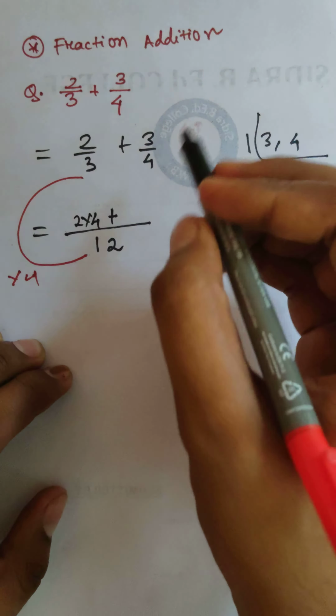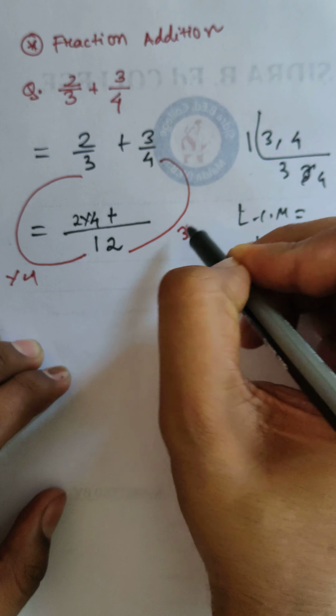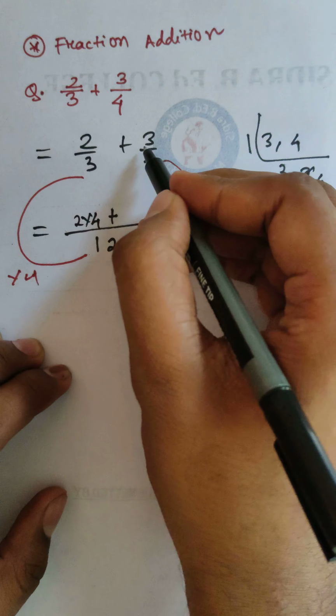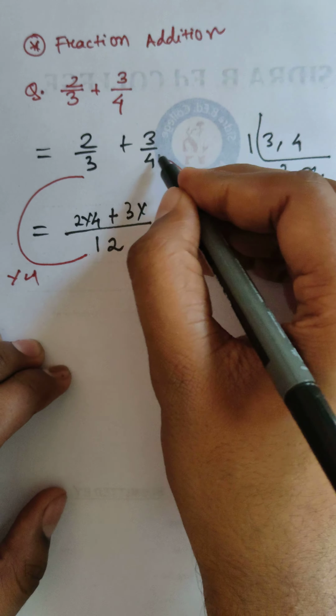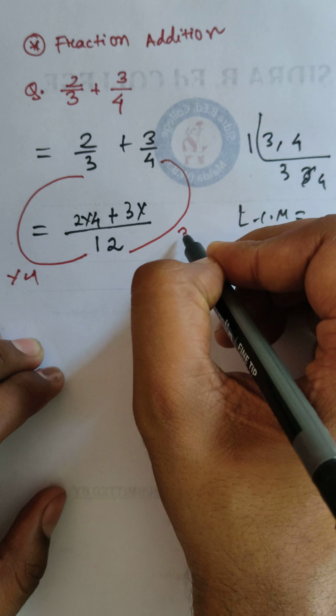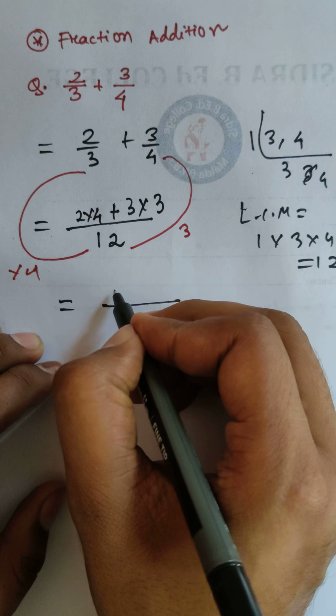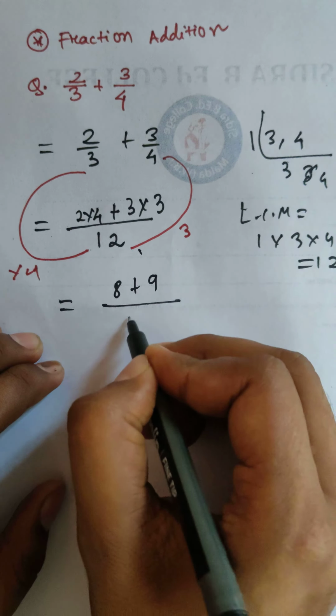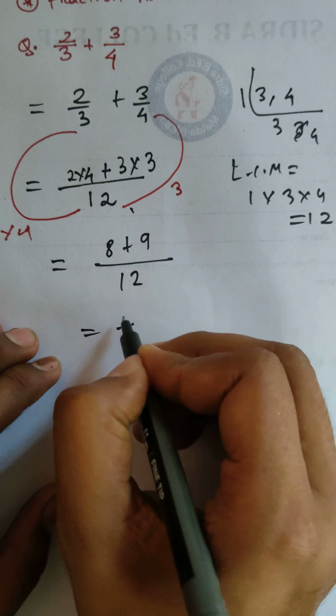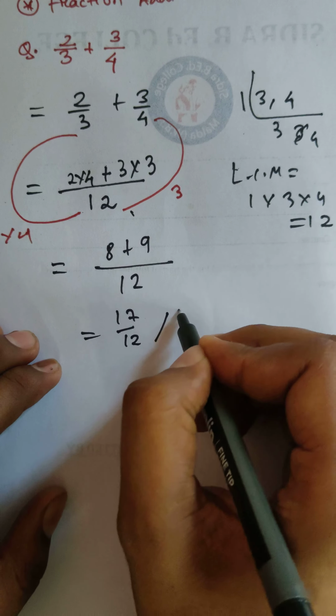Now this, 4 into 3 is 12. So what you have to do? You have to multiply 3 into 3, and it is done. 2 into 4 is 8, 3 into 3 is 9, divided by 12. 9 plus 8 is 17 by 12, which is the required answer.